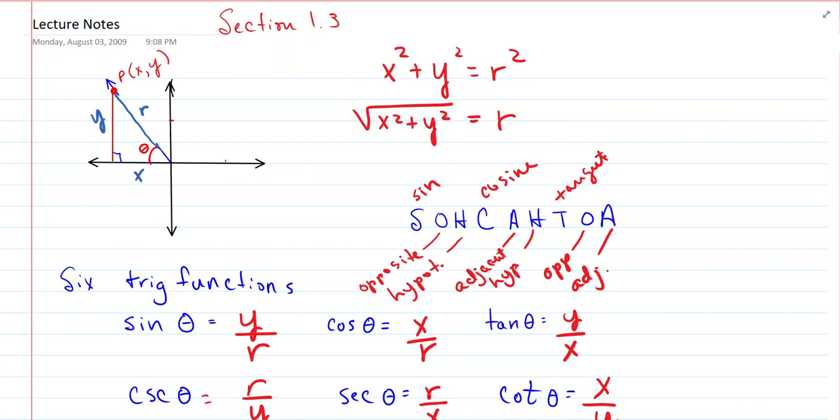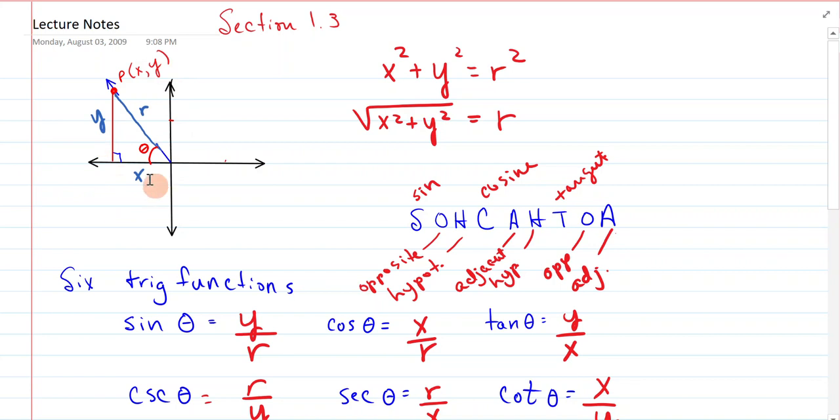Section 1.3 gives us a start with the trig functions. The first thing that we want to really look at is the right triangle on our grid here. Here's theta, and that's just an angle. This amount here is x, because that's on the x-axis. And then going up, that's our y, if we have a point P, which is x comma y. And r would be the hypotenuse of this triangle.